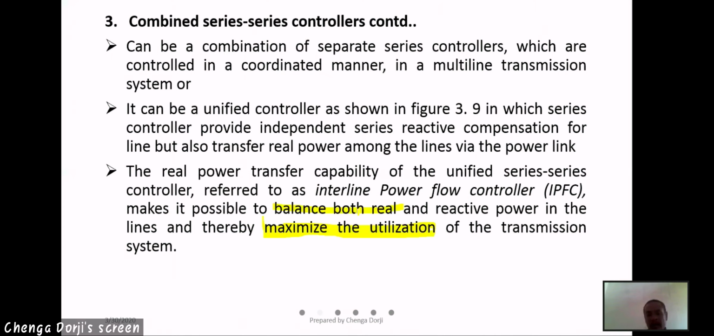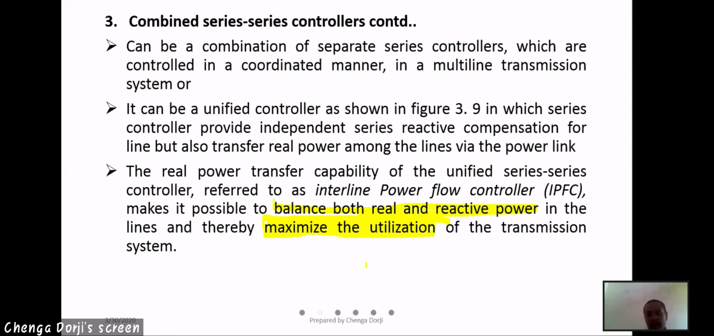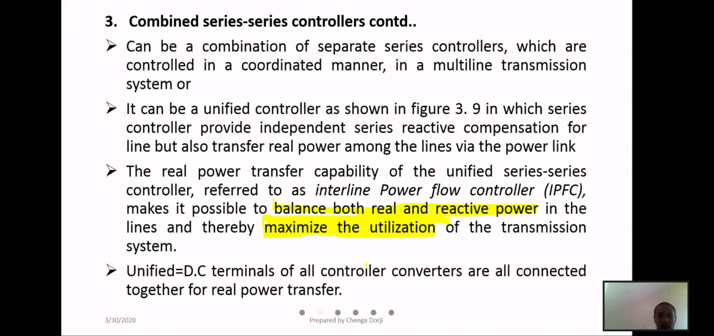So the main objective is how to optimize the use of this transmission line bandwidth. So up to that, we will be using either series compensation or shunt compensation in order to make the transmission line bandwidth more optimum. So this is what the FACTS devices are meant for. So the unified DC terminals of the converters are connected together for real power transfer. Okay, so that is what you can see.